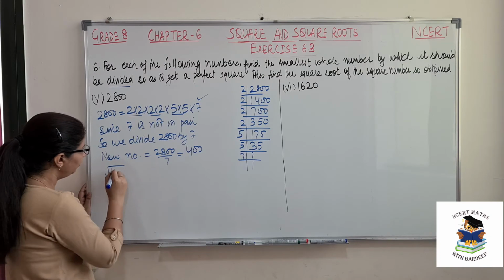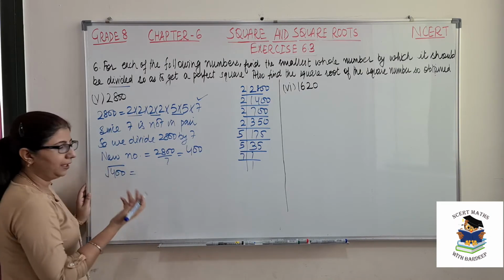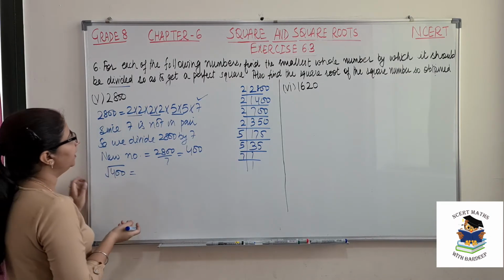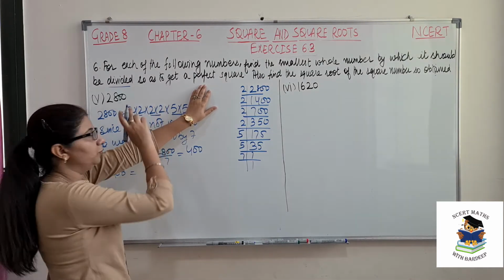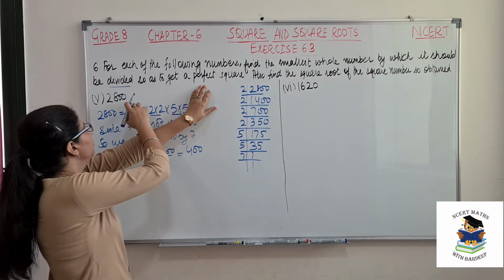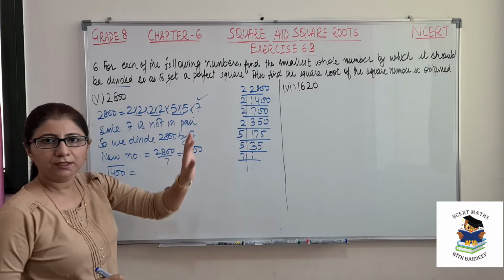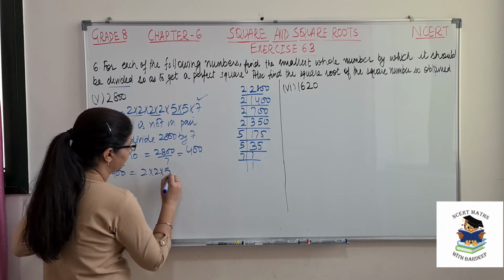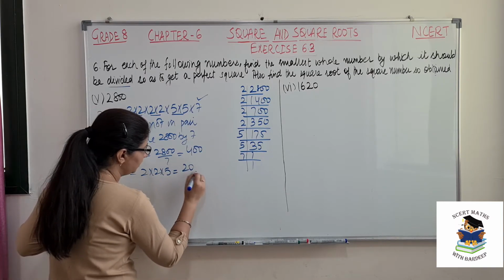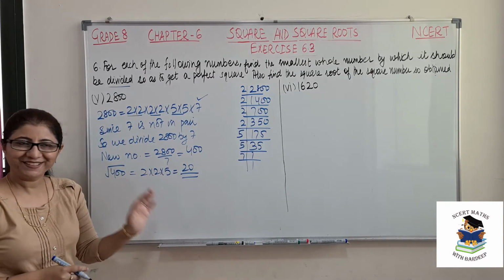Okay, and the square root of 400. Again we know that this is 20. Otherwise see, this will be eliminated. So 2, 1 time each factor. So 2 2s are 4, 4 5s are 20. Okay, so we can write this also here. So this is 20.